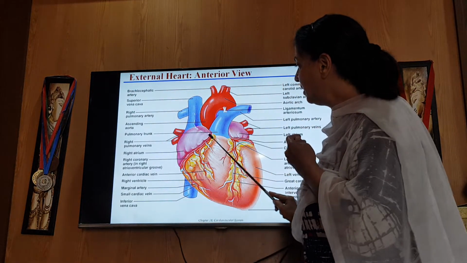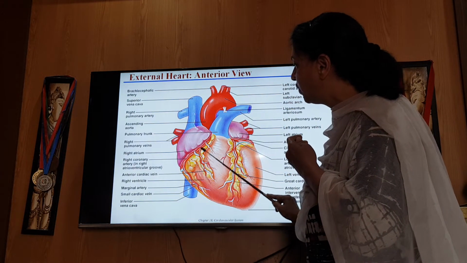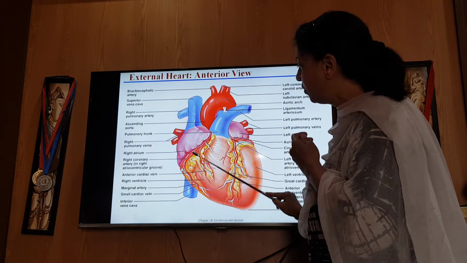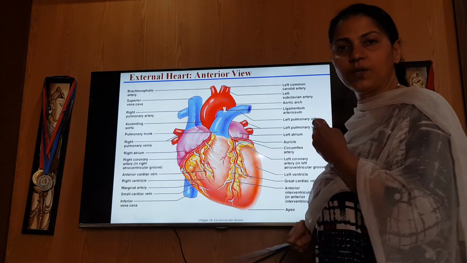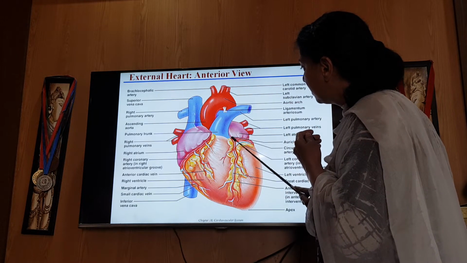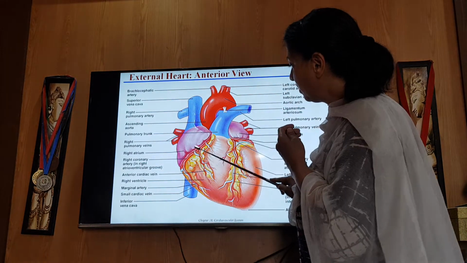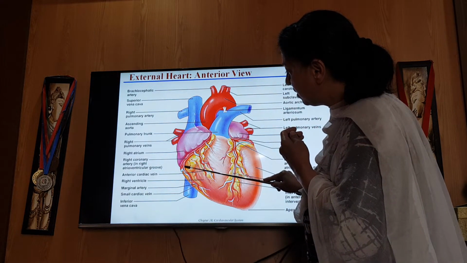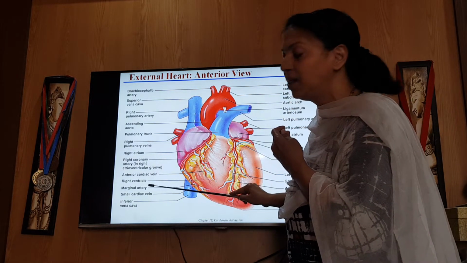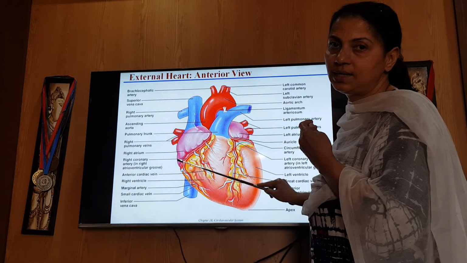Between the atria and ventricle you will have the atrioventricular groove. This is the right atrioventricular groove. This is the left atrioventricular groove. Here is the right coronary artery and this is the left coronary artery. But now they will give the branches. What is the branch? You can see this is present here on the margin. So we will call it marginal artery. So marginal artery is a branch of right coronary artery.